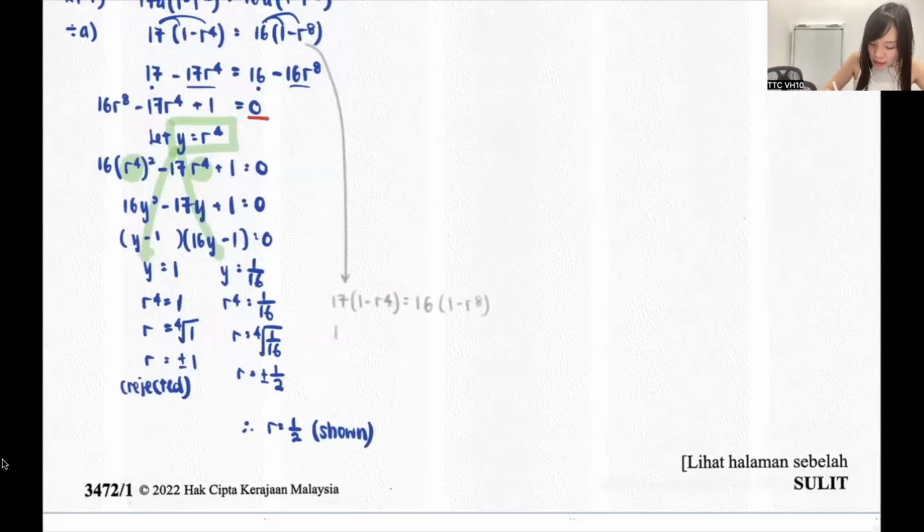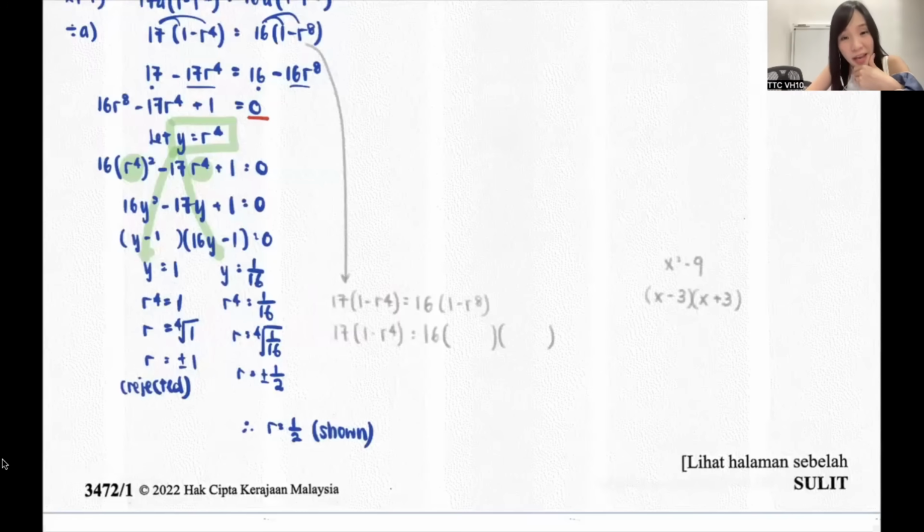This 17, 1 minus r power 4, has nothing to do. But this 1 minus r power 8 can actually separate into 2 brackets. You guys remember x squared minus y, you can factorize it manually. You learned it from Form 3. X squared minus 9, isn't it can separate into 2 brackets? X squared is made by x times x, and negative 9 is made by negative 3 and positive 3. Together it will be x squared minus 9, right?